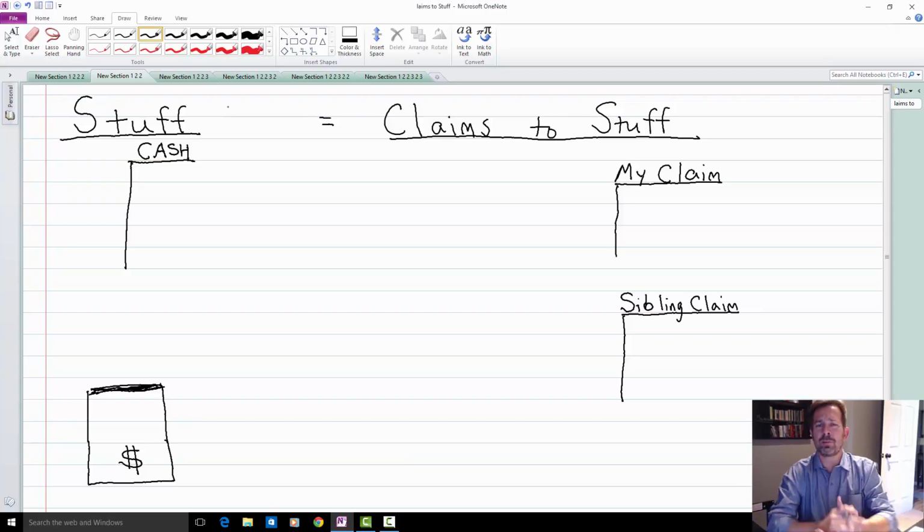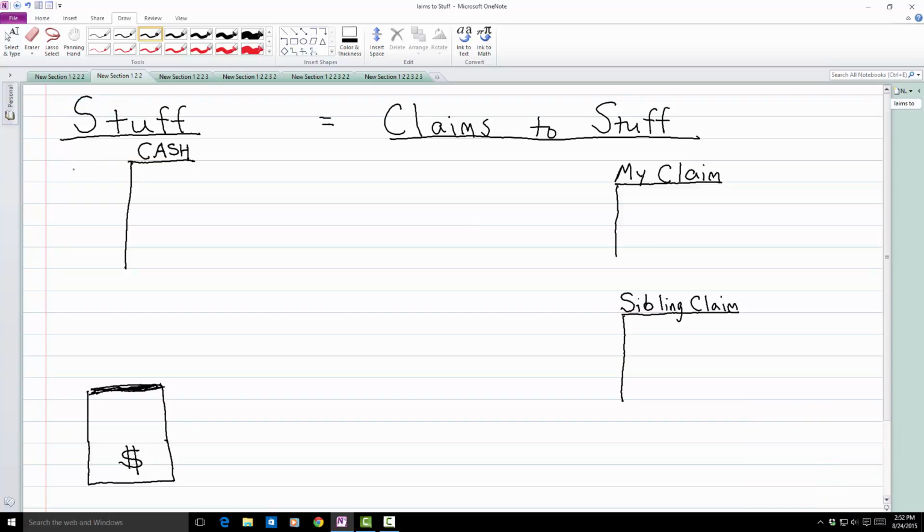So let's look at a couple transactions, keeping in mind that every transaction that we make with the bucket has to keep our little equation in balance: stuff equals claims to stuff. Let's assume, for argument's sake, that you come along and put $35 into the bucket. Before, we just had an empty bucket sitting by the door. The beginning balance was 0. There was no claim because there was nothing in it.